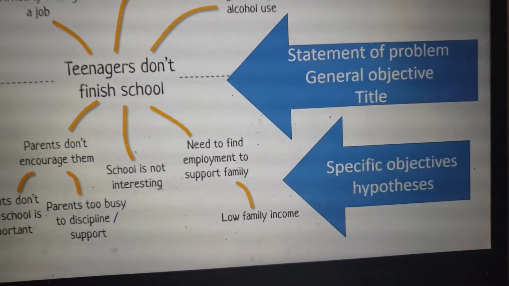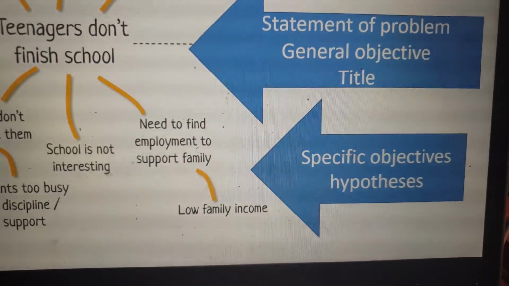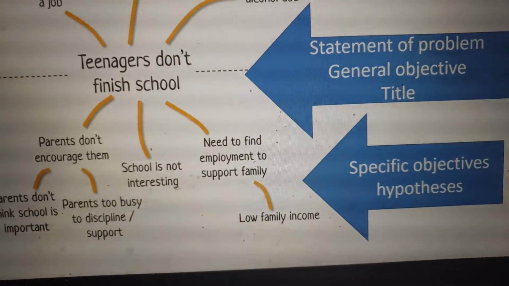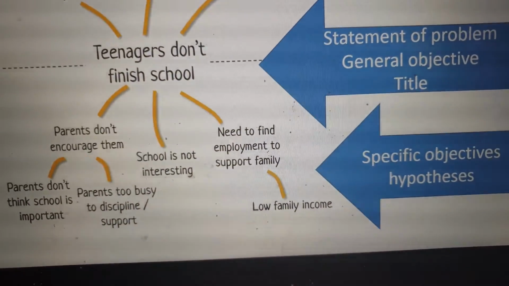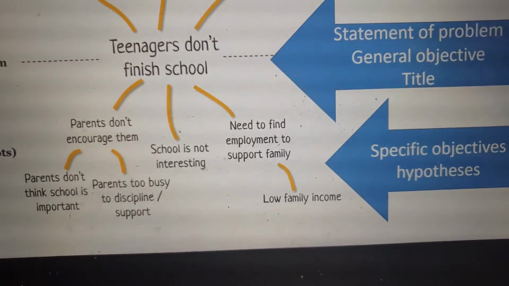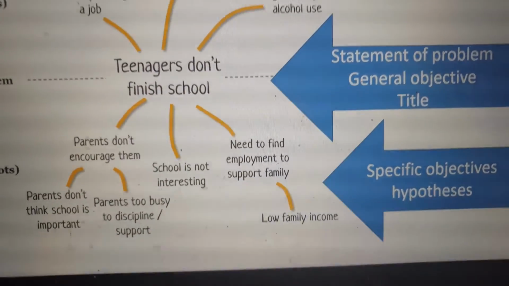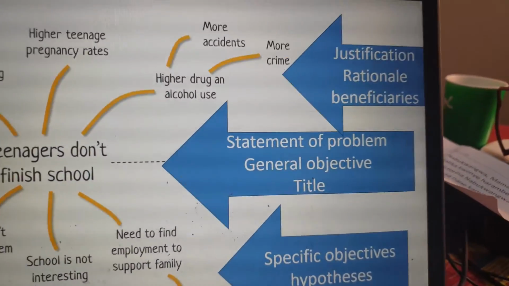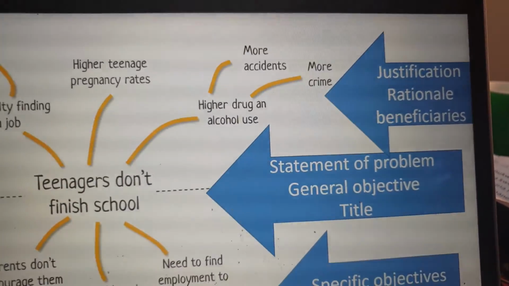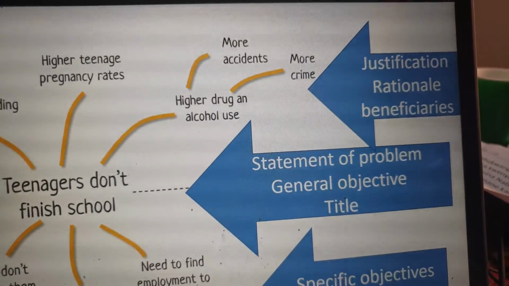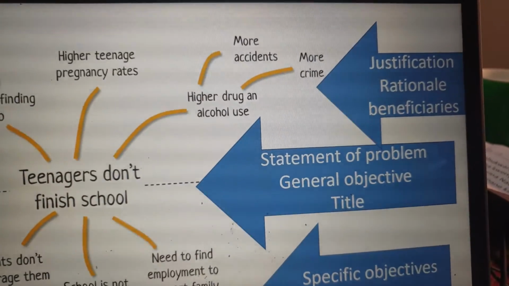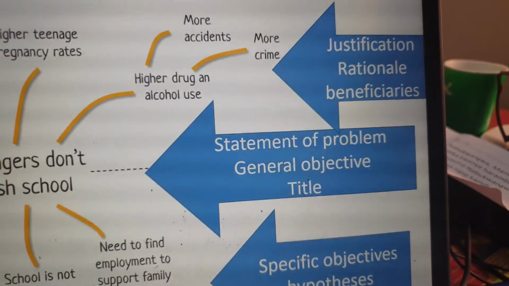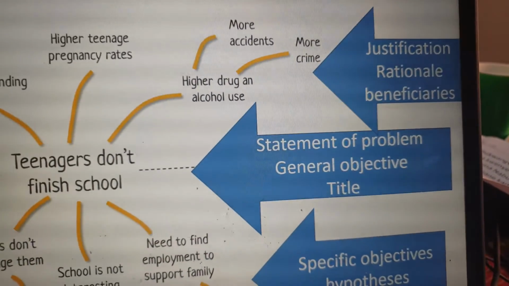Down there, you are going to generate specific objectives, look at them, or hypotheses. Like, teenagers don't finish school because school is not interesting. That's a hypothesis. That could be a specific objective. So, you go on, and then up there, you can see that is justification of your study. That if we don't do this research, the effects are more accidents. So this research is justified. The rationale is found there, and the beneficiaries are found there.